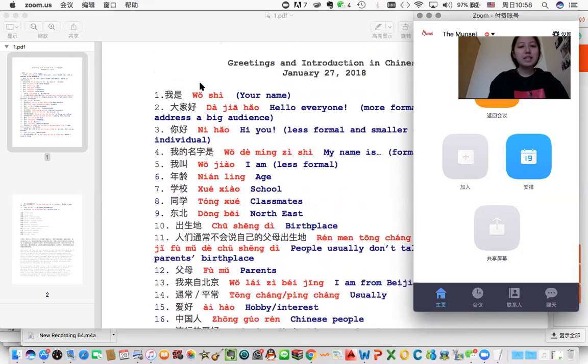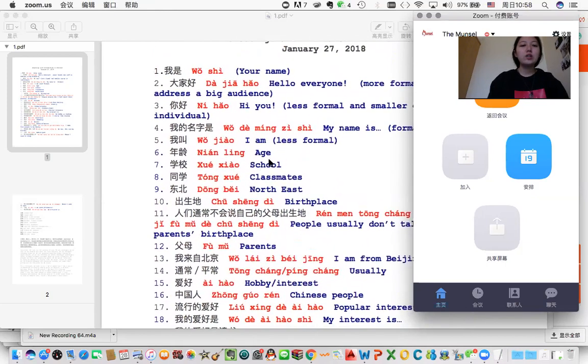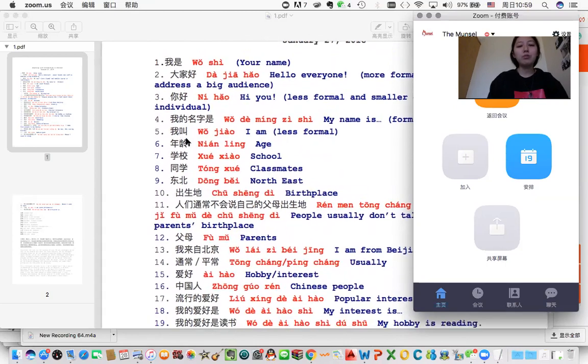And the fifth, 我叫. That's basically the same as 我是. That's also another way of introducing your name. It's the same as 我是, but it's less formal. 叫 means like call, so I think maybe it's more precise to say it's I am called. But it also means I am. So 我叫 blah blah. I'm Yu, 我叫 Yu.